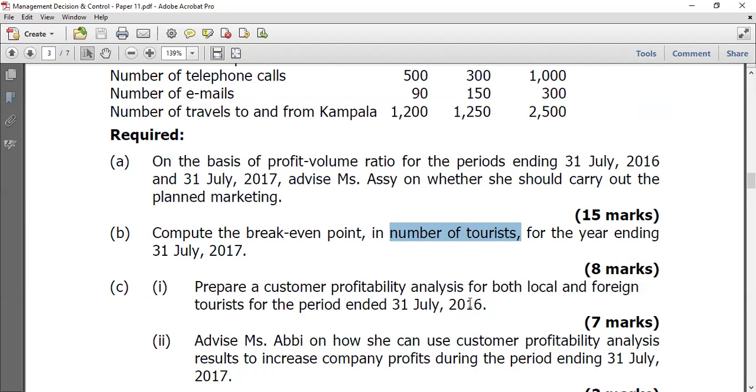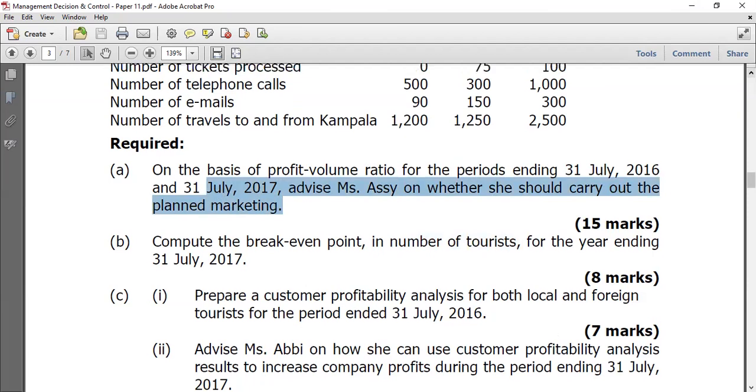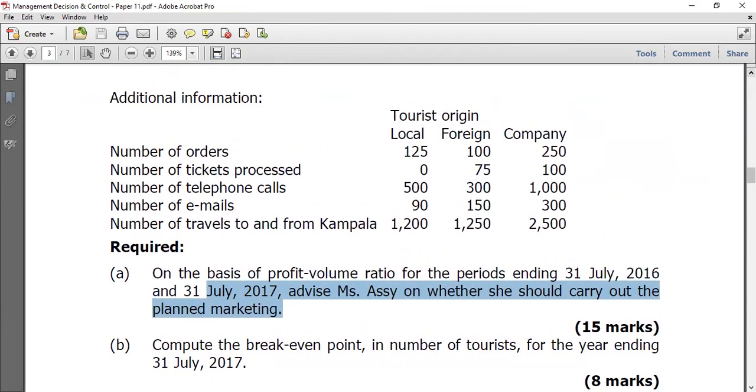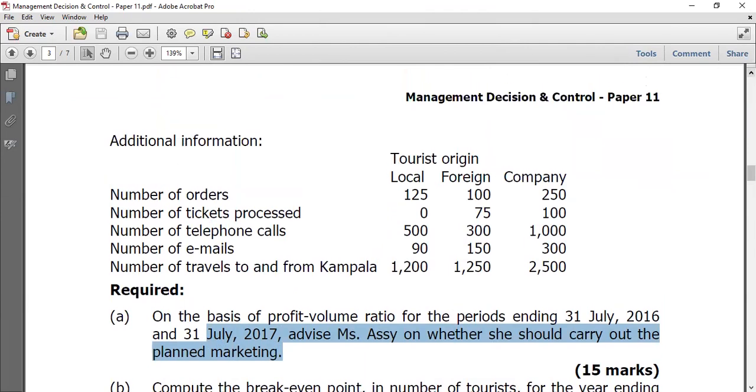But just to highlight something small here. They have told us, on the basis of profit volume ratio for the periods ending 31st July 2016 and 31st July 2017, advise Mrs. Asi on whether she should carry out the planned marketing. So what you need to do is we are going to draw up a profit statement, okay?